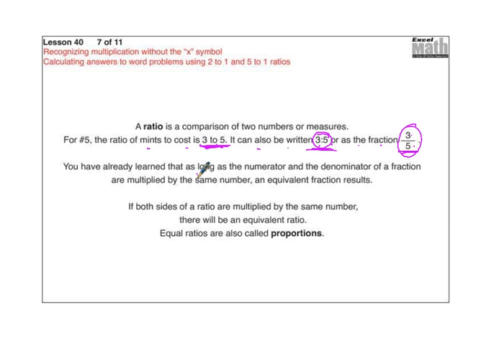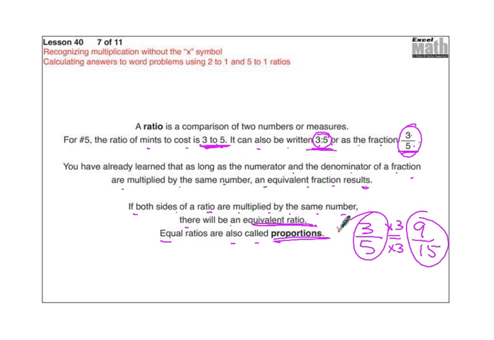You have already learned that as long as the numerator and the denominator of a fraction are multiplied by the same number, an equivalent fraction results. If both sides of a ratio are multiplied by the same number, there will be an equivalent ratio. Equal ratios are also called proportions. So in the case of the 3/5, I can change this by just multiplying by any number. 3, I can multiply by 100. It doesn't make any difference. 9/15. This is an equal ratio to that, just like it's an equal fraction to that.